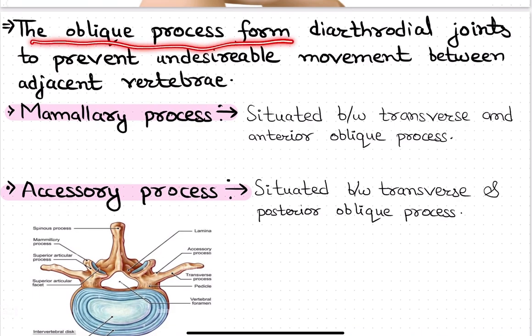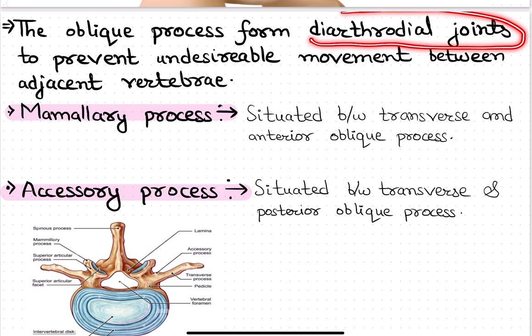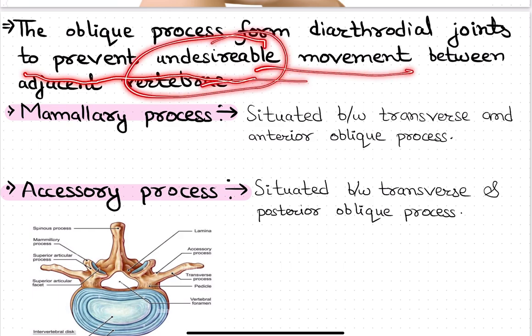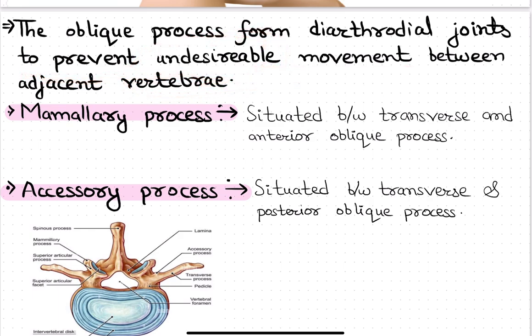Now the oblique processes form a diarthrodial joint. Diarthrodial is a type of synovial joint, and it prevents undesirable movement. To preserve the vertebral column from undesirable movement, these oblique processes help a lot.